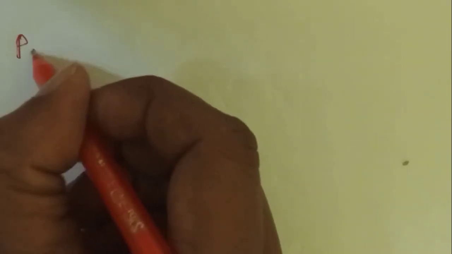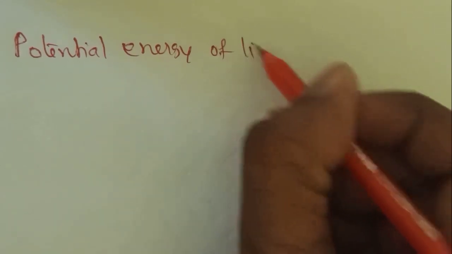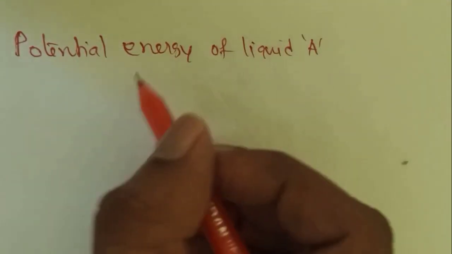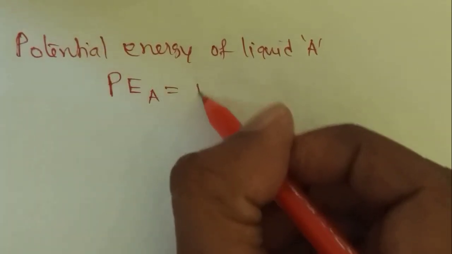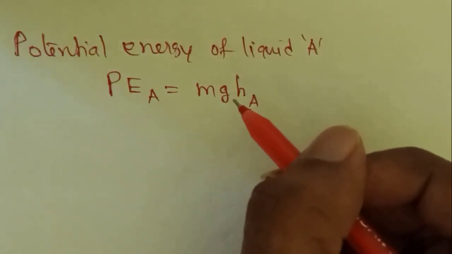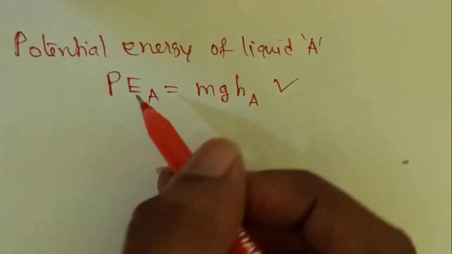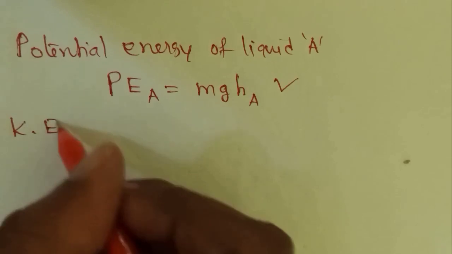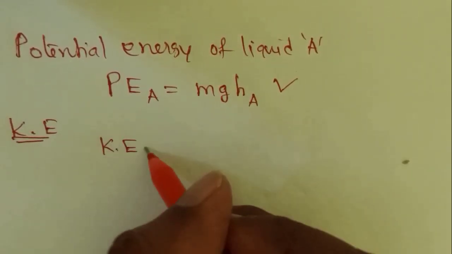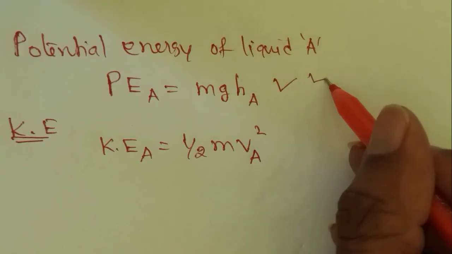Now next you find the potential energy of the liquid at point A. The normal formula is PE equal to mgh, where h is the height of the liquid in the tube at point A. So this is the potential energy. And now the liquid is flowing, so next you find the kinetic energy, KE. The normal formula is KE equal to half m v square, at point A. So you have found the potential energy and kinetic energy.